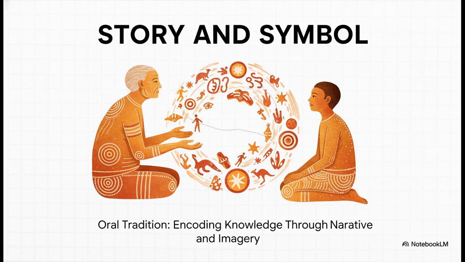And finally, we have story and symbol. Knowledge is carefully passed down from one generation to the next using powerful stories, a process sometimes called yarning, and through really meaningful visual symbols. These stories and symbols work like mental shortcuts, helping people to remember very complex information.